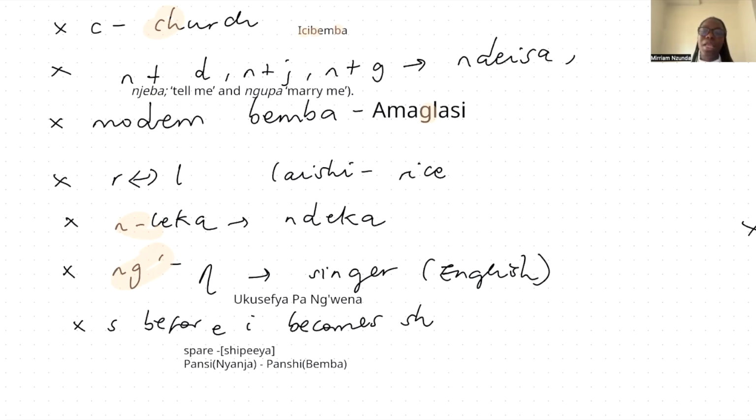N and L rarely go together in a sentence. So if you have a word like nleka, it would actually be pronounced as ndeka. So in Nyanja you'd say nileke, like leave me alone. But in Bemba you'd say ndeka, to leave me.